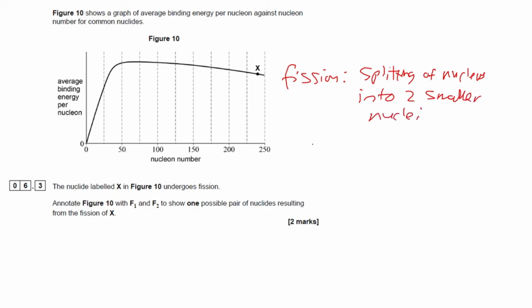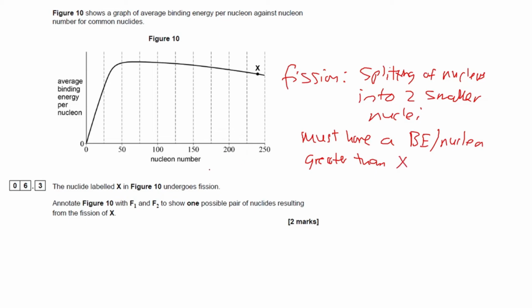The second thing to point out from fission is that if you look at this graph, we have the binding energy per nucleon curve, and for both fission and fusion, in this case X is going to undergo fission, it should move to the left, and the total binding energy per nucleon for each of the two nuclei formed has to be larger than X. So the nuclei must have a binding energy per nucleon greater than X.